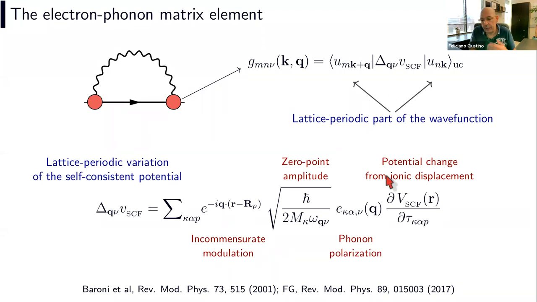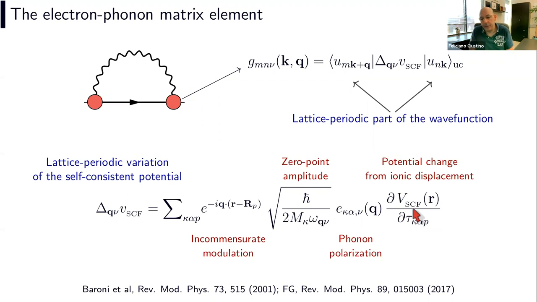The way it works, at least conceptually, is the following. I take the self-consistent, let's say the Kohn-Sham potential, in a supercell, for example. I move an atom kappa in direction alpha, in a given unit cell. This essentially creates a dipole. And then I do that for all the atoms in my system.